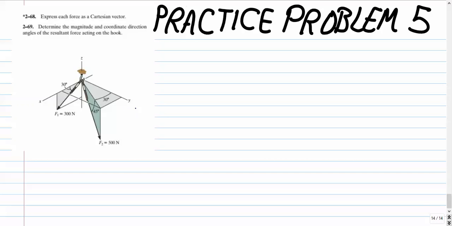So let's express F1 as a Cartesian vector first. Notice that the force F1 exists in the xz plane, which means it is only going to have components in the x and z directions. So to find its component along the x direction, we will do 300 cos of 30 degrees. And this is going to be equal to 250 newtons.